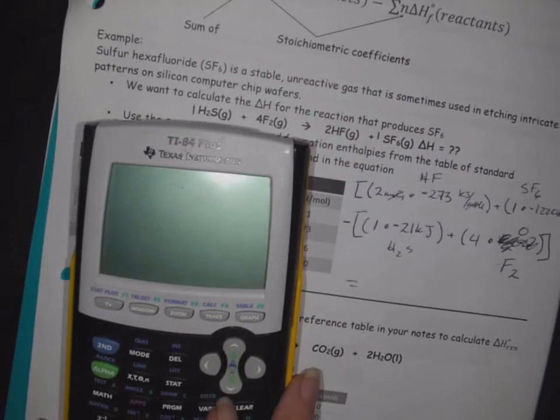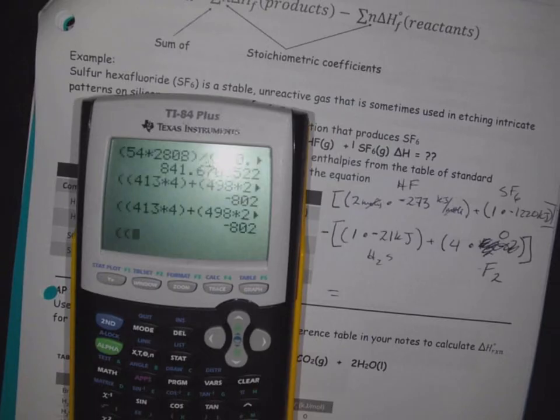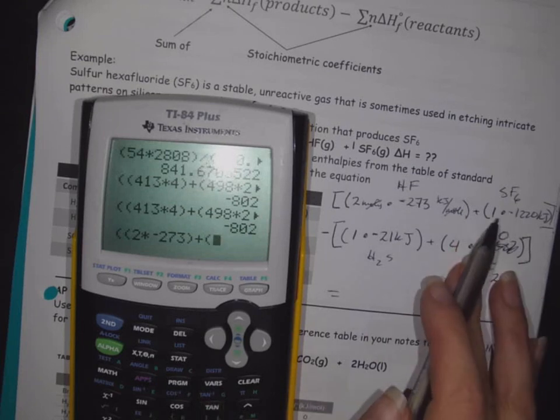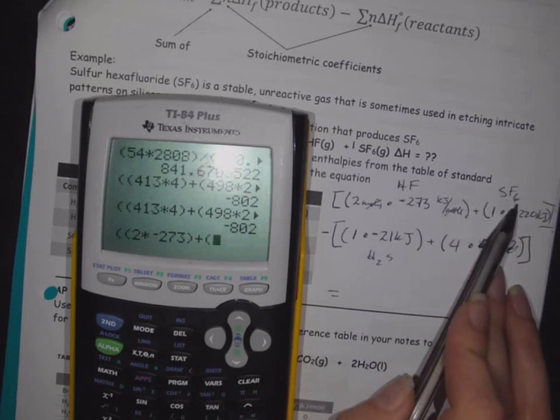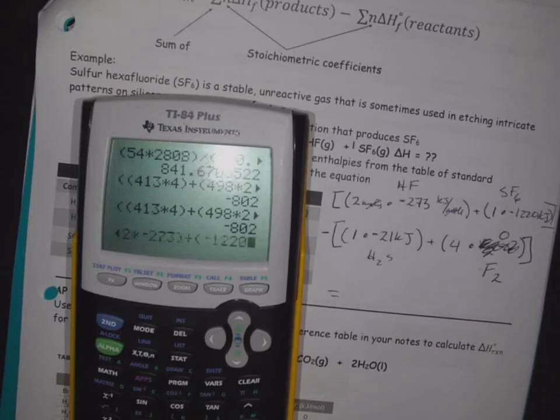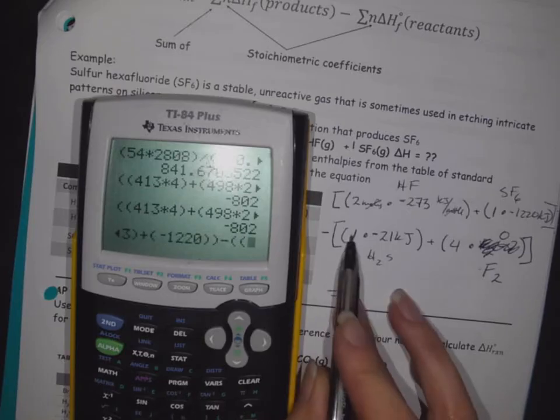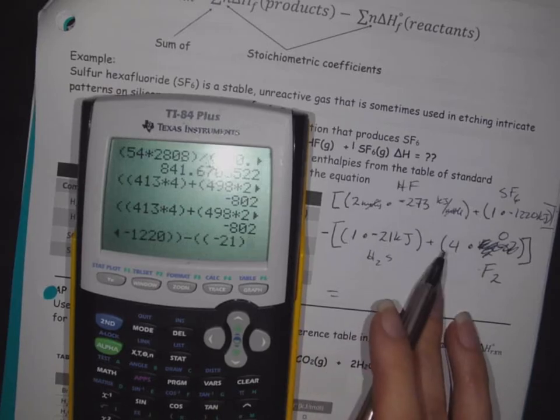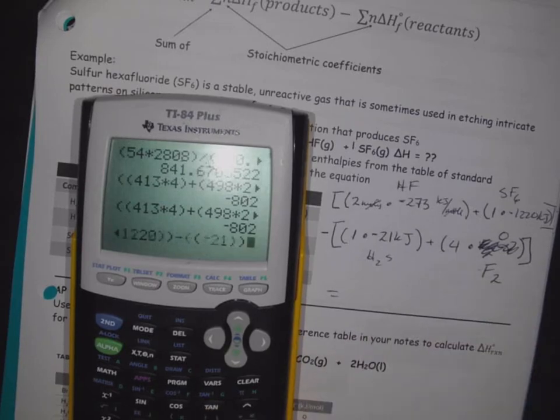Okay, so plugging this in my calculator. Double set of parentheses. 2 moles of HF times its delta H of formation, 273. And then I'm going to add that to 1 mole times the formation of SF6, so negative 1220. And then I'm going to take all of those products and minus the reactants. And I had 1 mole of H2S at negative 21 kilojoules. And 4 moles times 0, which would just be 0, so I'd be adding that to 0.